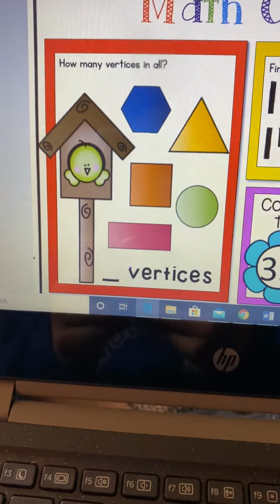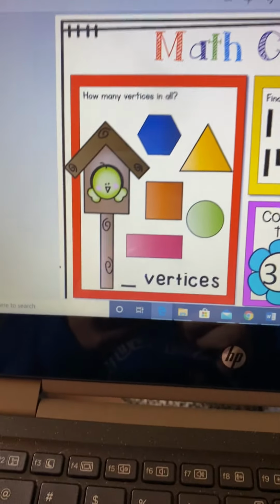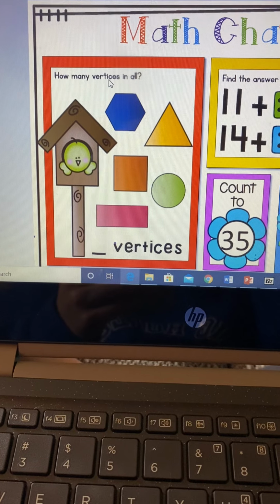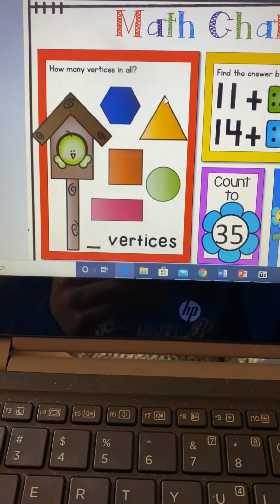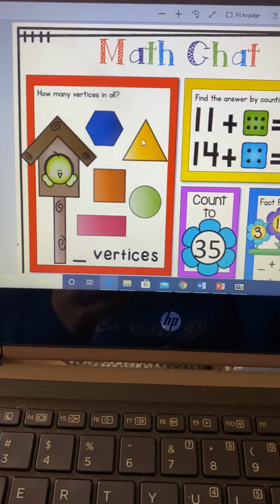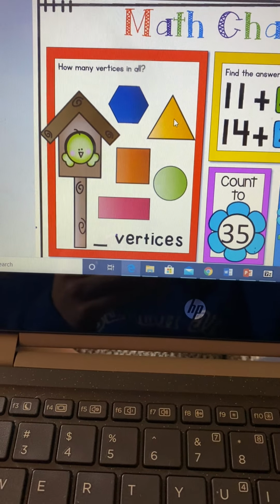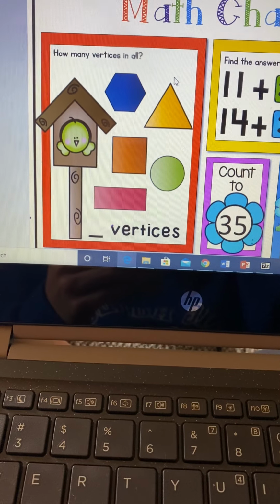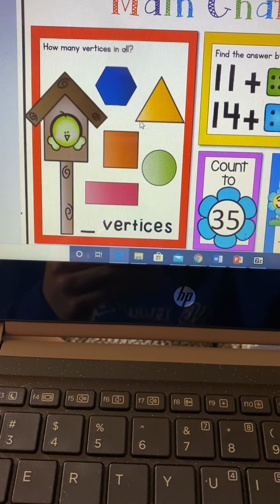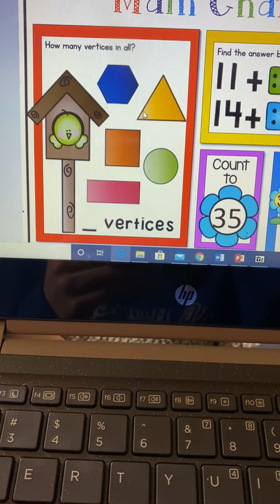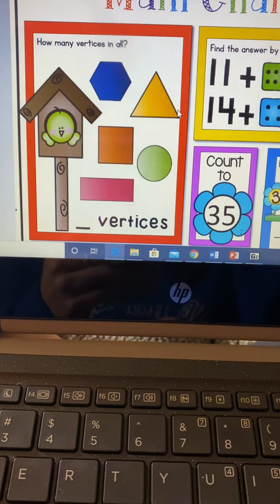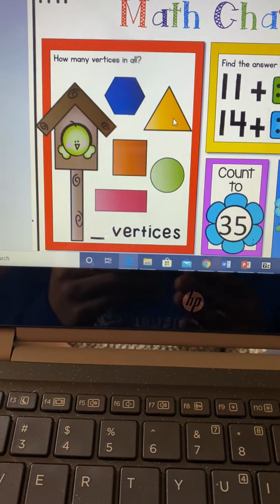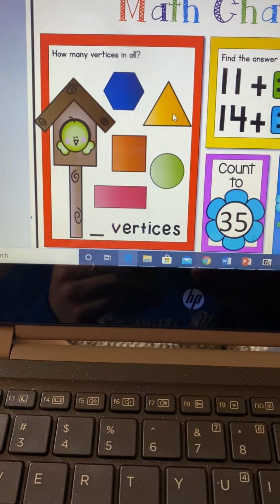So we're going to start over here with how many vertices in all. So vertices is a big word. Remember, vertices is the corner or the point of the shape. So let's go over here to the triangle and let's look. So this point right here, this corner, would be one vertice. This point or corner down here would be another vertice. And then this point or corner over here is the third vertice. So a triangle, friends, has 3 vertices.